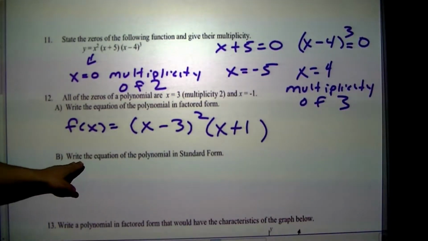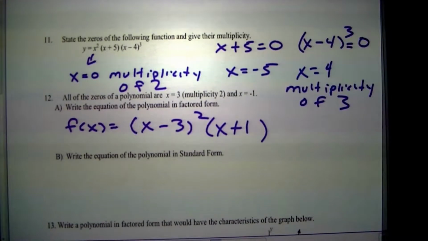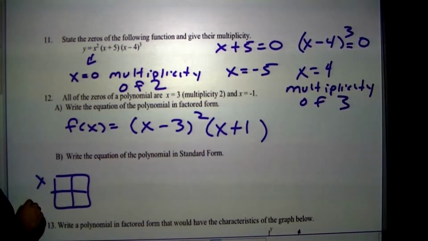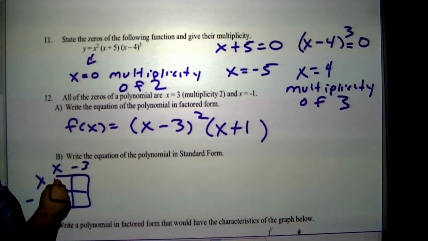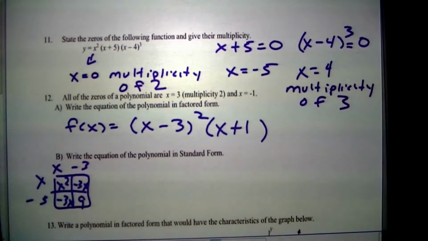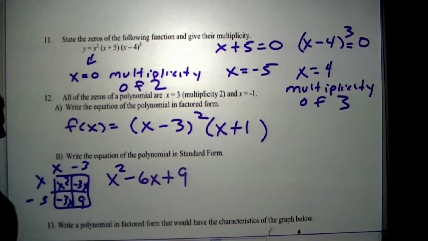Write out the equation of the polynomial in standard form. So what I'm going to do is, squared means write that twice. So I'm going to use my boxes. That's x squared, negative 3x, negative 3x and 9. So I got x squared minus 6x plus 9.